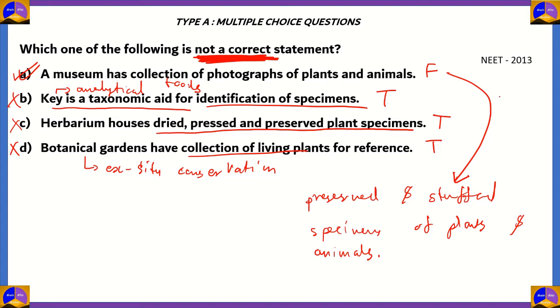So therefore, option A is the incorrect statement, which is what the question is asking. We need to find the incorrect statement among the following options. So therefore, option A is the correct option for this question, which was asked in 2013.